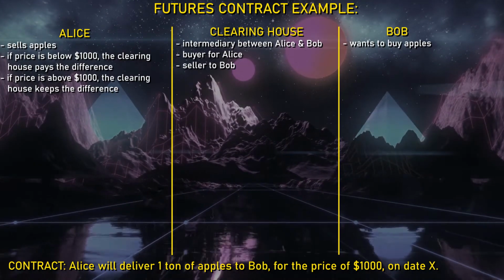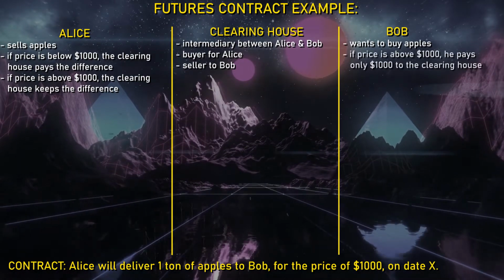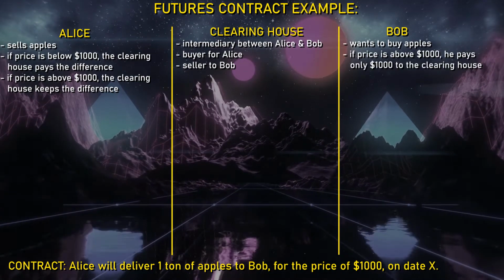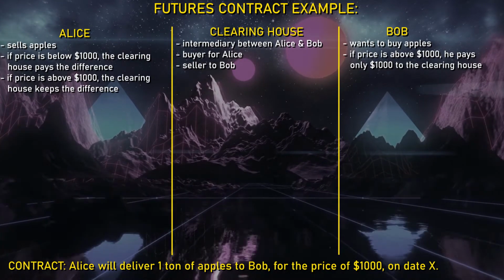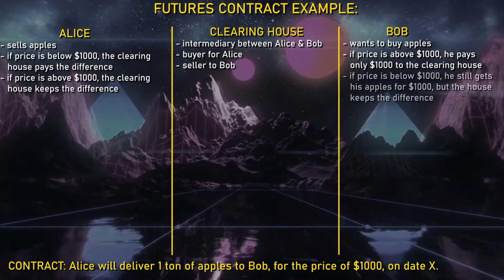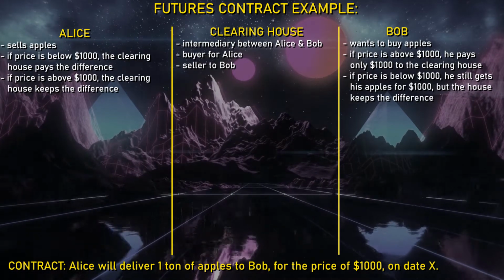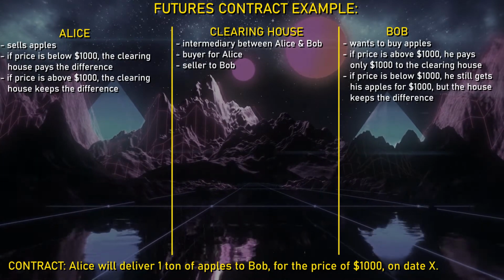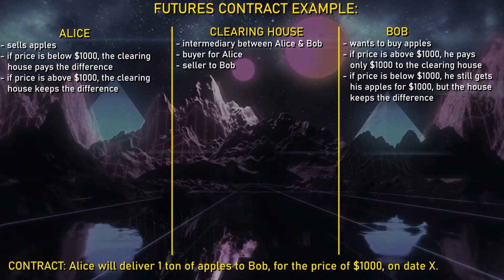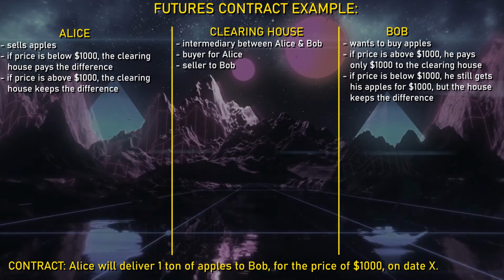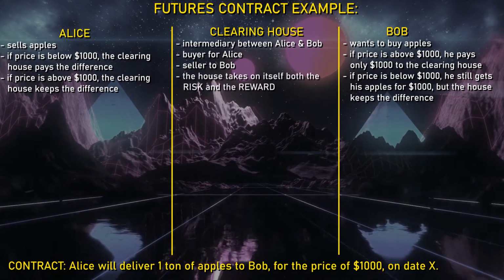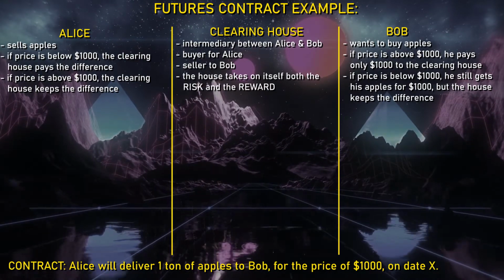The contract with Bob states that if the price of apples goes above $1,000, Bob can still get his apples for $1,000. But it also states that if the price goes below $1,000, the clearinghouse will still get $1,000 from Bob and keep the difference. Since the clearinghouse is a seller for the buyer and a buyer for the seller, it takes on itself both the risk and the reward.